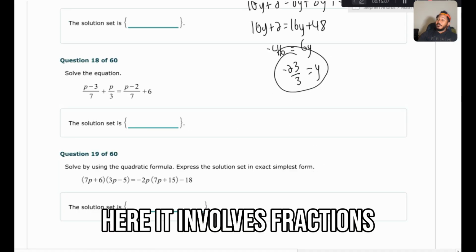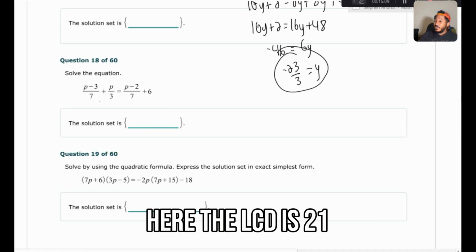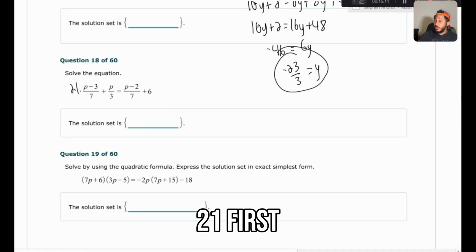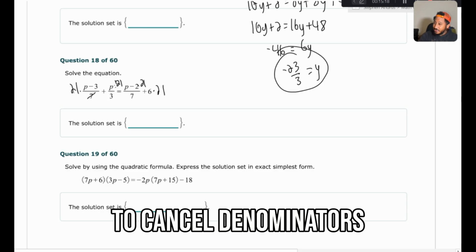All right, here it involves fractions, so we want to multiply by the LCD. Here the LCD is 21, right? So multiply everything by 21 first, including this one, multiply by 21, right? So what happens is that allows us to cancel the denominators.